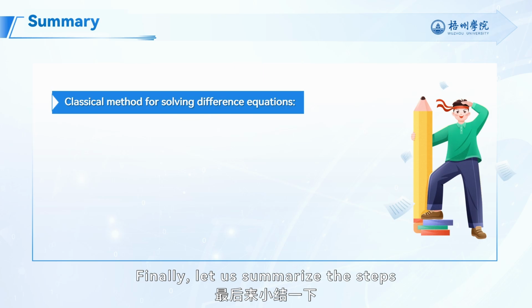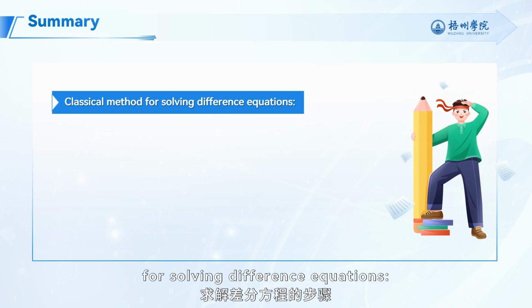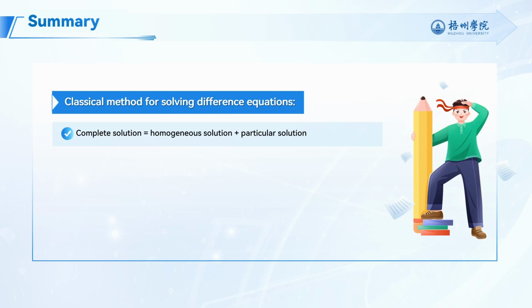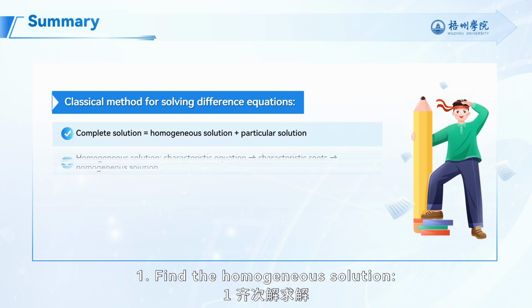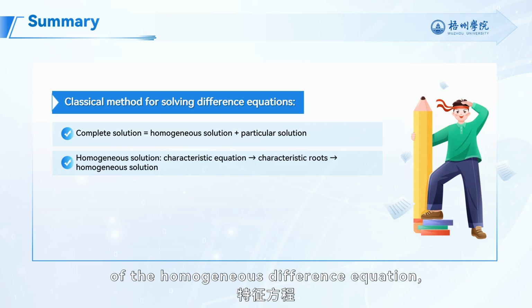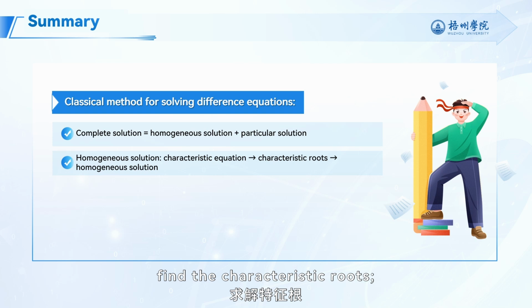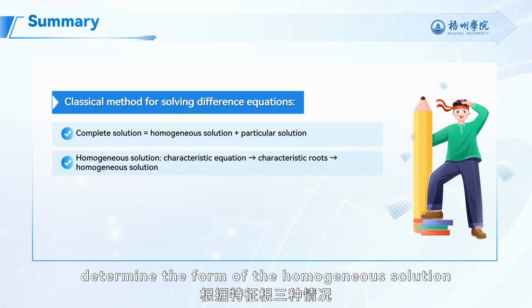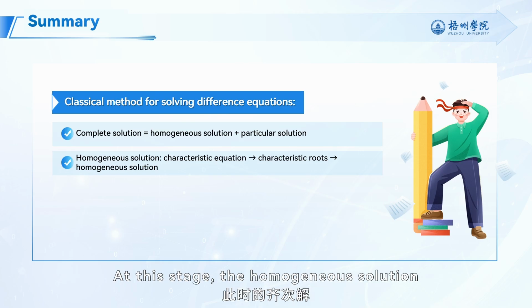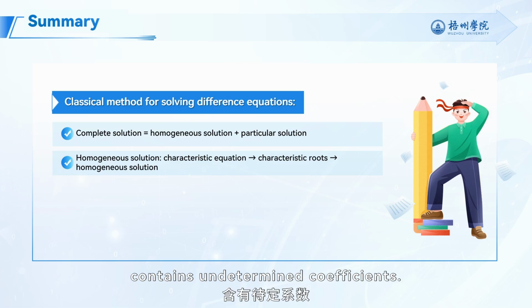Finally, let us summarize the steps of the classical method for solving difference equations. The complete solution of a difference equation equals the homogeneous solution plus the particular solution. 1. Find the homogeneous solution. From the characteristic equation of the homogeneous difference equation, find the characteristic roots. Determine the form of the homogeneous solution according to the three cases of characteristic roots. At this stage, the homogeneous solution contains undetermined coefficients.